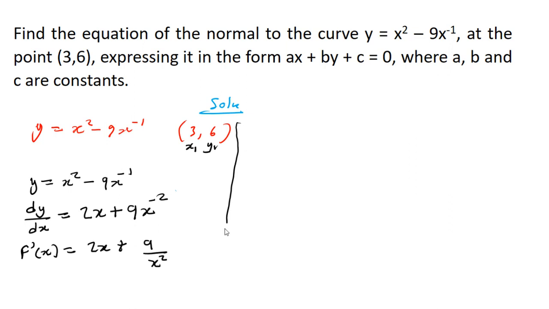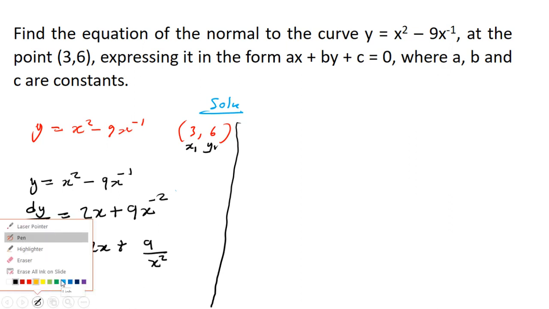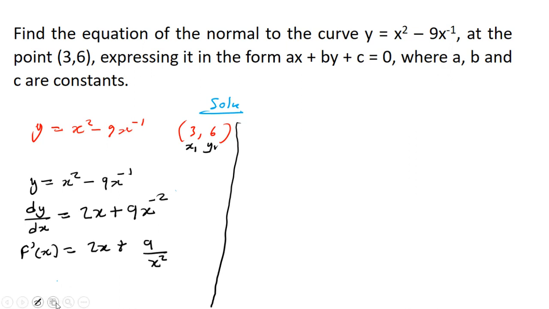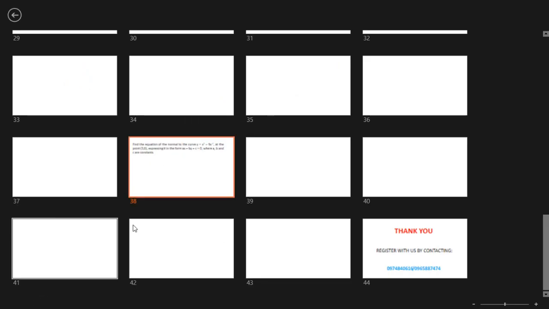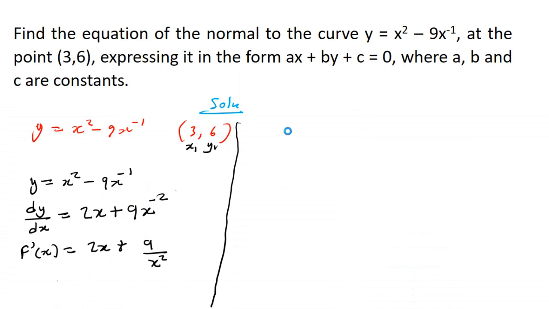So for you now to find the gradient, you are going to utilize the x coordinate. The x coordinate in this case is simply what? 3. So you're going to use that same 3 to come up with the gradient. So in that case, you're going to say f prime of 3, which is dy dx at 3. Where there is x, you are going to put 3. And then you say plus 9 over 3 squared.